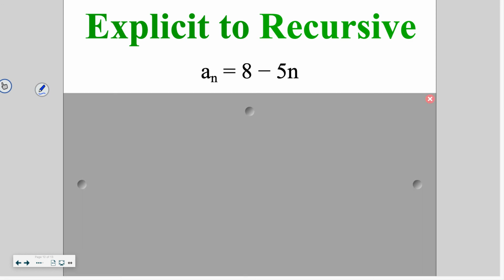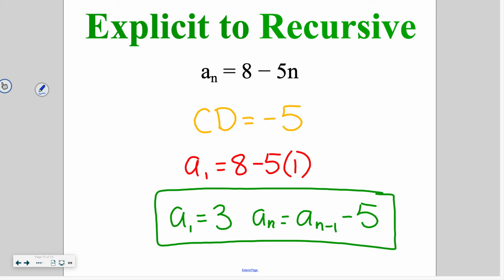Go ahead and try this one on your own. Common difference is negative 5. We're going to solve to get our first term, which is 3. So our recursive formula is a_1 is 3, a_n is equal to a_(n-1) minus 5.